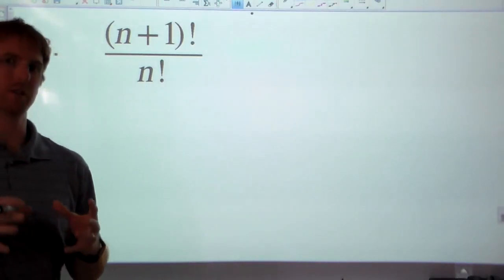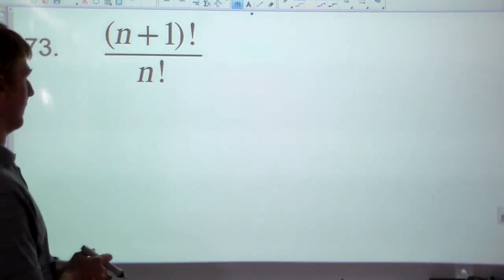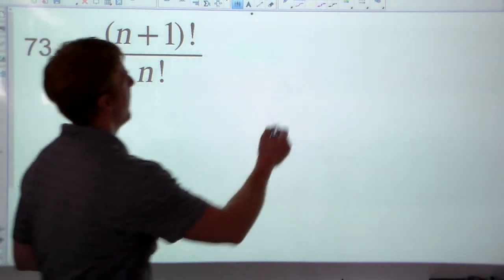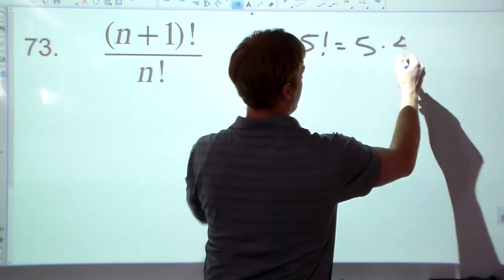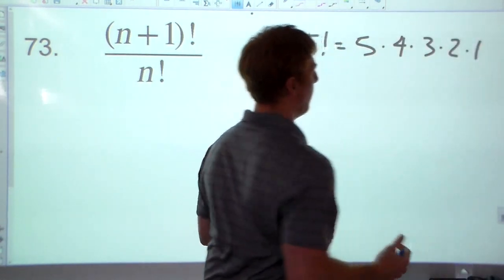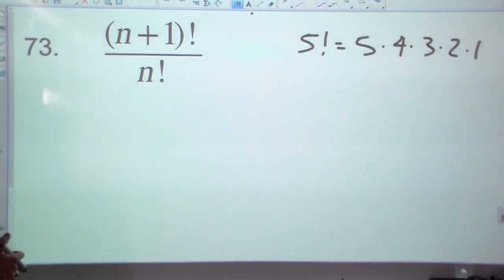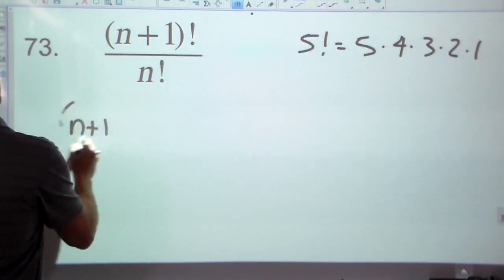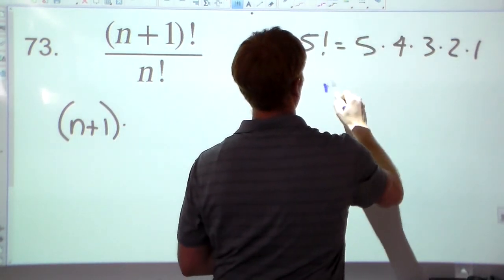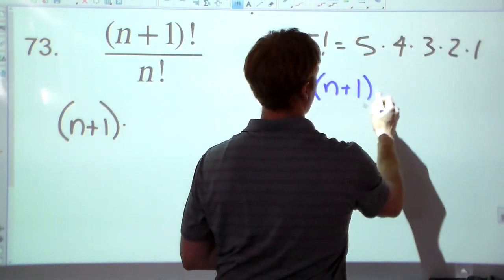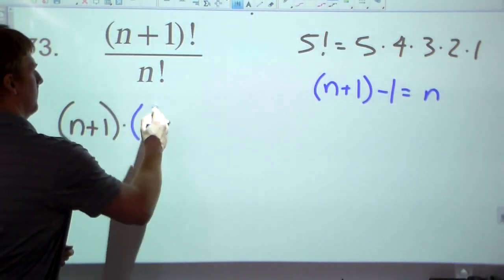73 is a pattern you're going to see from time to time, so we do need to get used to it. So it's n plus 1 factorial over n factorial. Now again, the way factorials work is you start with the number given and multiply by everything counting down to 1 underneath it. So 5 times 4 times 3 times 2, stop at 1. So n plus 1 is going to get multiplied by 1 less than it. So n plus 1 minus 1 more would be n. So that's the next term.